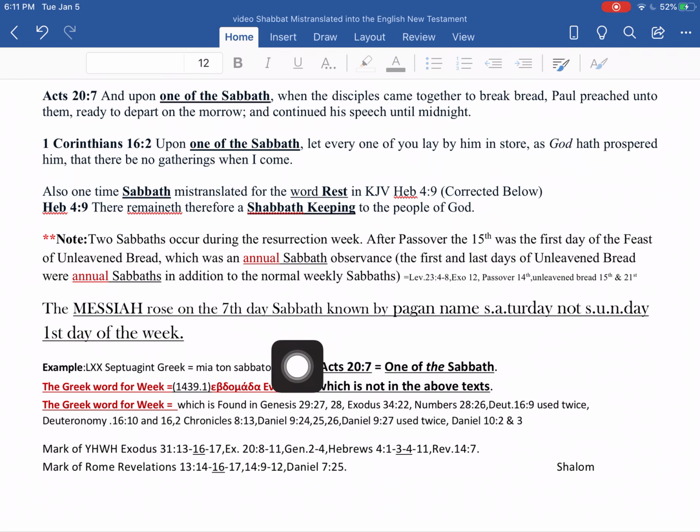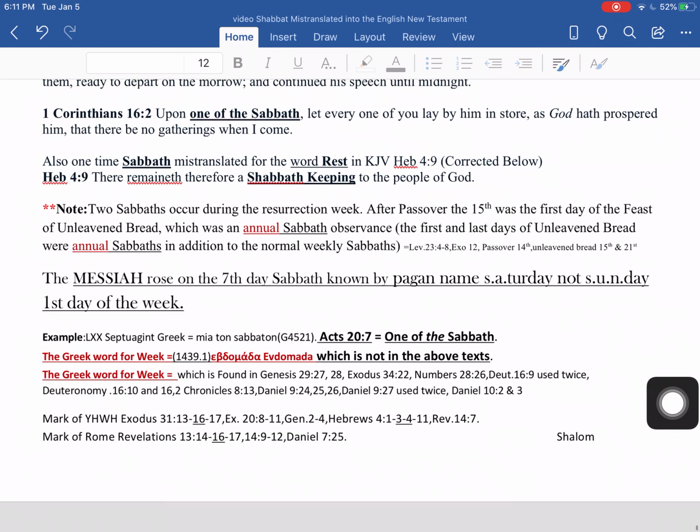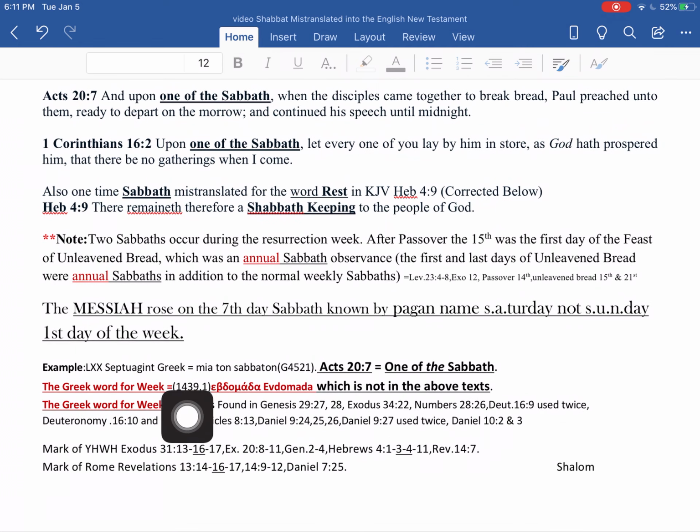So I have here the Messiah rose on the 7th-day Sabbath, known by the pagan name Saturday, not Sunday, the first day of the week. And I also give references where you can find the Greek, the Sabbaton, right? The Greek word for week, hebdomada, which I say is not in the above text. And here I put the Greek word for week, which is found in here. So you can find the other references for the Greek word for week. I'm just letting you know you can't make the word week mean Sabbath. Okay? It doesn't happen here. So you can find it starting with Genesis 29:27-28, and so forth, Exodus 34:22, and so forth.